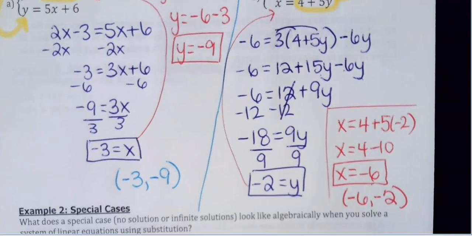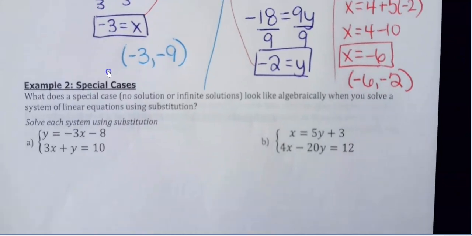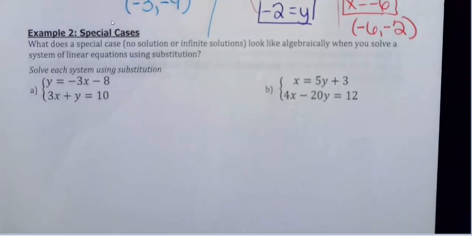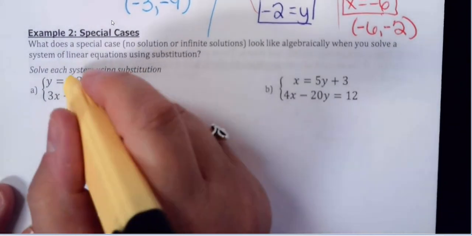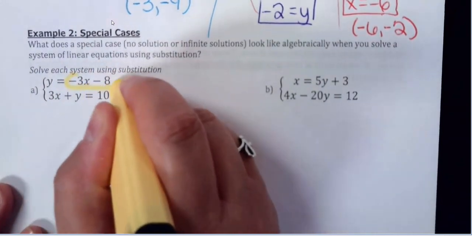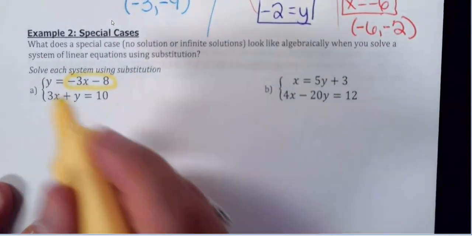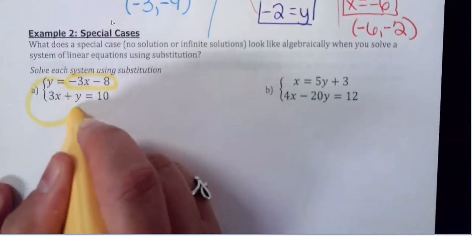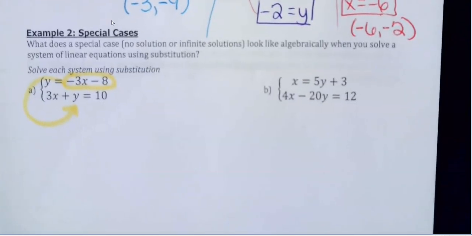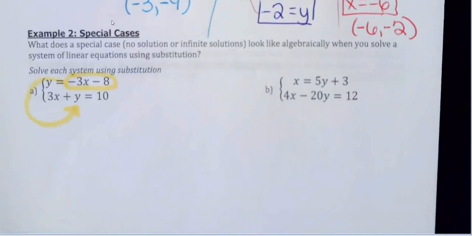Now, these other two at the bottom, my example 2, it says special cases. So if you guys remember from yesterday, we had infinite solutions as one of our options for a system, and we also had parallel lines, which would be no solution. So I just want to show you what those look like algebraically. For substitution, I'm looking for a variable alone on one side. So in this first equation, I've got y equals negative 3x minus 8. So I would just sub that in for y in that second equation in that system.